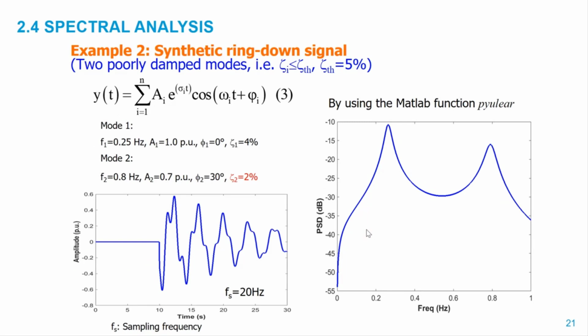To make it a bit more illustrative, in this case, we altered our synthetic ring down signal now to have two poorly damped oscillations. That could be a representative case of real systems which have more than one critical inter-area oscillation. In this case, we have two modes that are poorly damped, one of 4% damping ratio and the second one of 2%. We see in the first figure to the left even a harmonic shape there. And to the right, we see the results of the Yule-Walker method.